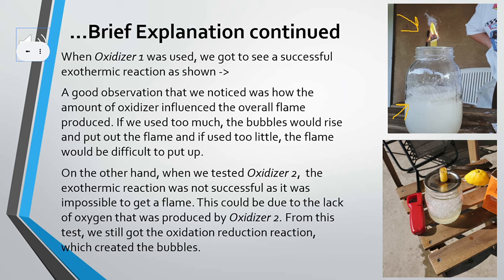On the other hand, when we tested oxidizer 2, the exothermic reaction was not successful, as it was impossible to get the flame. This could be due to the lack of oxygen that was produced by oxidizer number 2. From this test, we still got an oxidation reduction reaction, which resulted in the bubbles. As we look at the picture to the right, it also looks like shampoo on the bottom with all the bubbles on top.